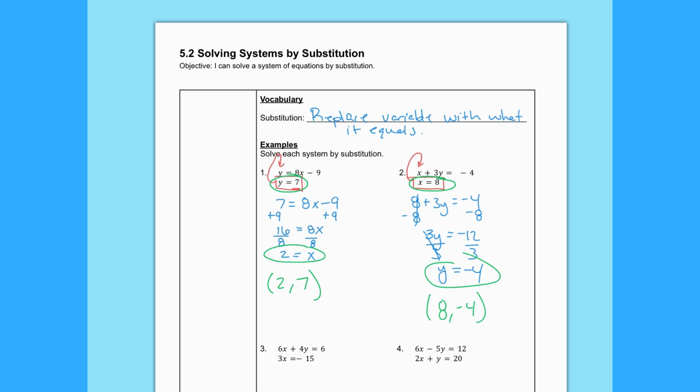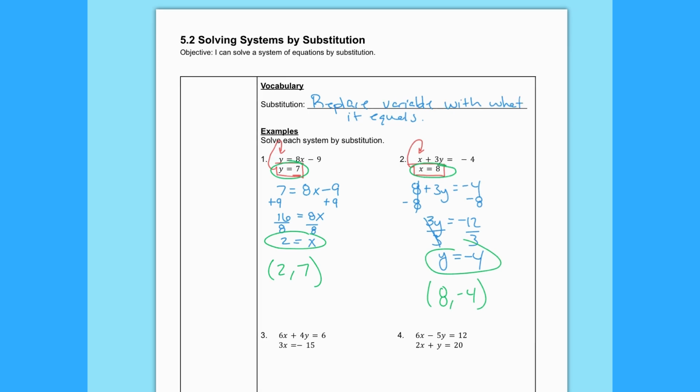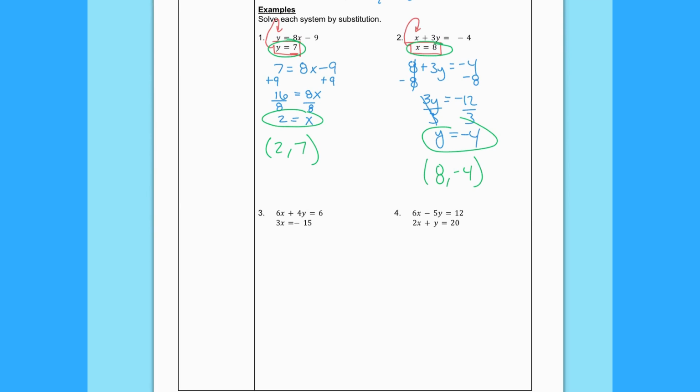When we're looking at number 3, we can see that we don't have a variable already all by itself like we did in number 1 and 2. Number 1, we knew that y was 7. Number 2, we knew that x was 8. But this bottom equation is really close to being solved. So we can go ahead and solve that one. We divide by 3 on both sides. Then we can see that x is going to equal negative 5.